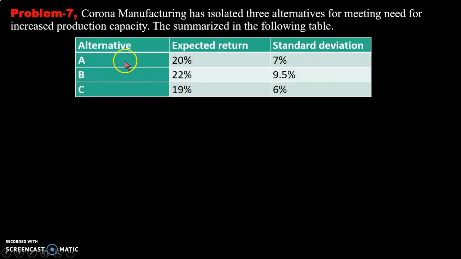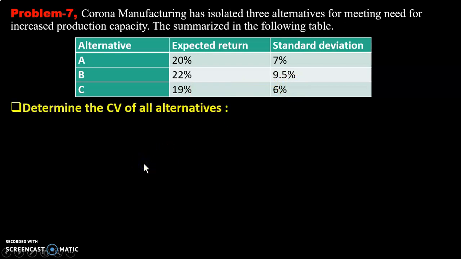Alternative A, expected return 20% and standard deviation 7%. Alternative B, expected return or R bar 20% and standard deviation 9.5%. And alternative C, expected return or R bar 19% and standard deviation or sigma 6%. Determine the CV of all alternatives.